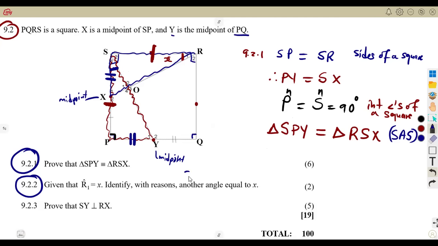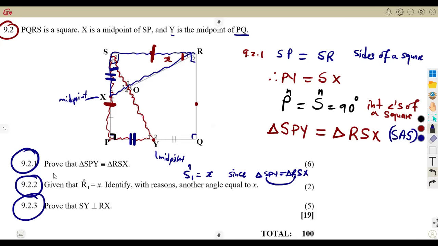So we are talking of what? Angle S1. It is also supposed to be X from what? Congruent figures. Since triangle SPY is congruent to triangle RSX, these two angles are equal. Angle S is equal to angle R. That is what they wanted there.